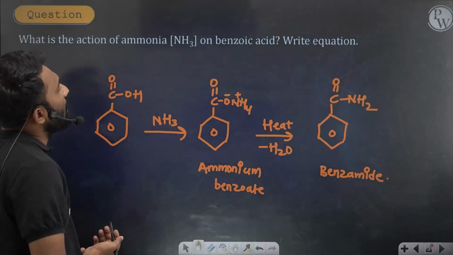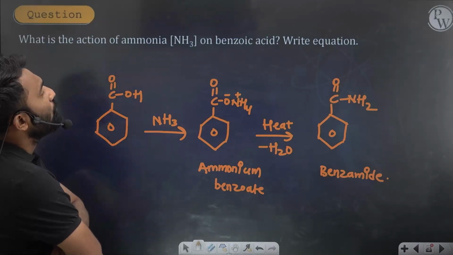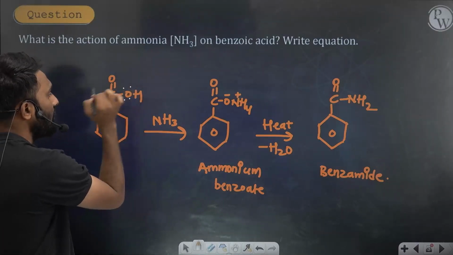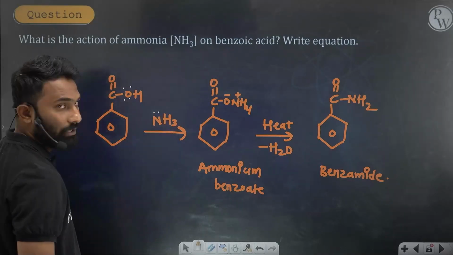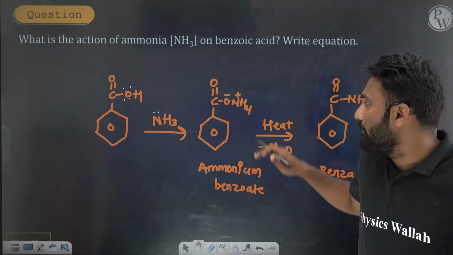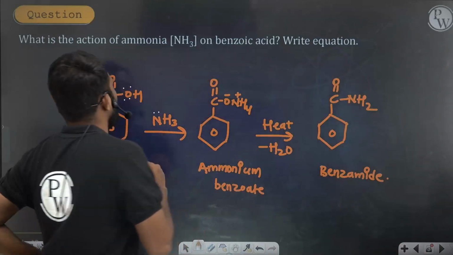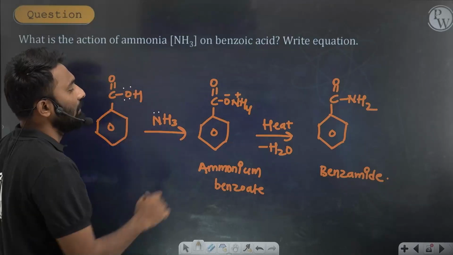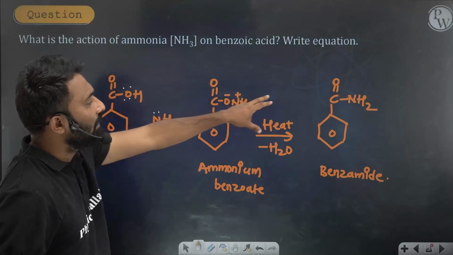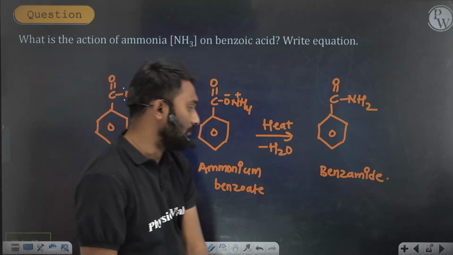What is the action of ammonia on benzoic acid? Write the equation. Clear? Now this is the benzoic acid, and this is the ammonia. Here, first, what will ammonia do? This is the acidic hydrogen, so it will readily take it and form ammonium benzoate. Upon heating, H2O is eliminated and it will form benzamide. Clear? It will form the benzamide.